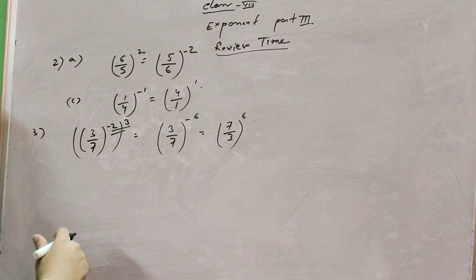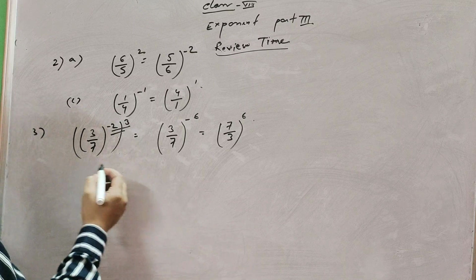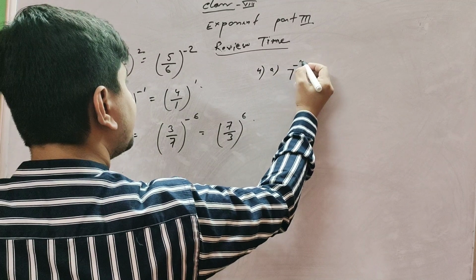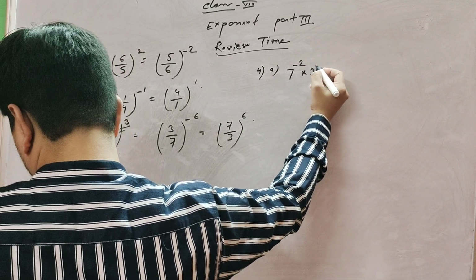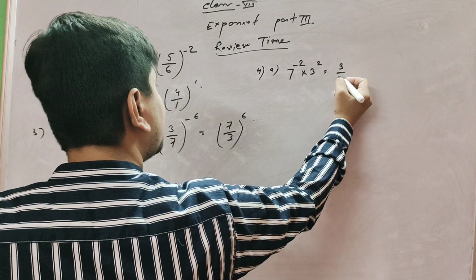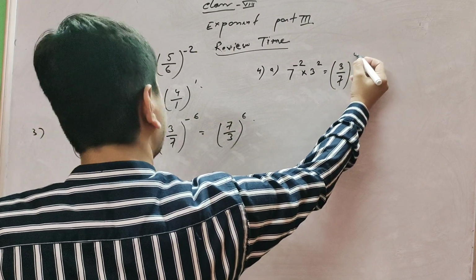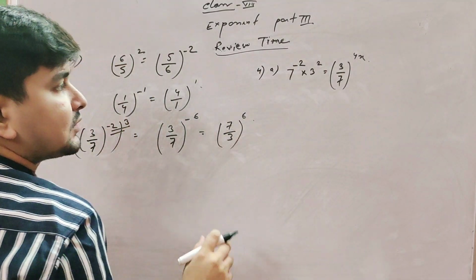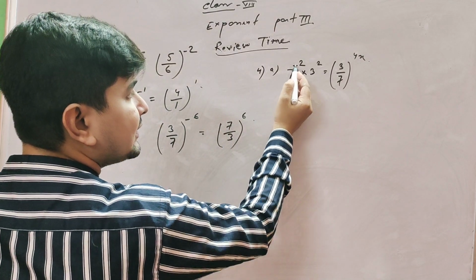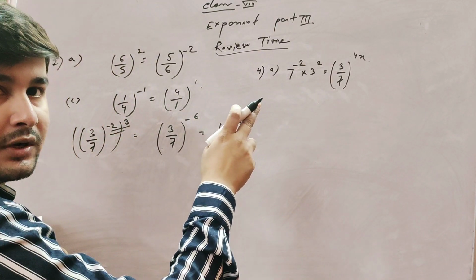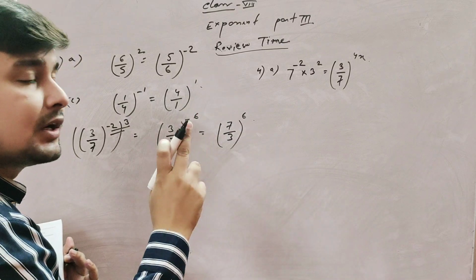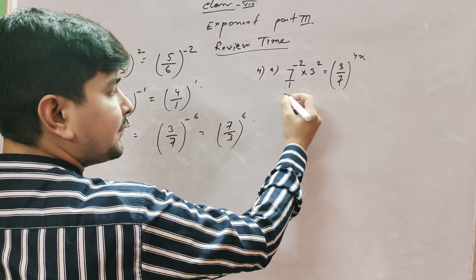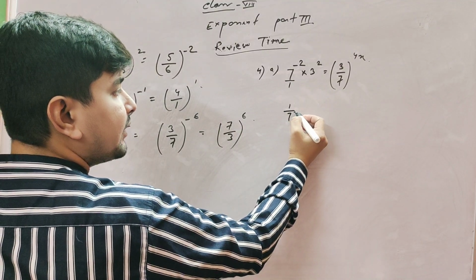Done? Okay. It's time for question number 4a. Given 7 to the power minus 2 into 3 to the power square equals to 3 upon 7 to the power 4x. Clear? Find the value of x. So we will see, first of all, here is 7 to the power minus 2. It is a negative exponent. First of all, you convert it to positive exponent. When you convert into positive exponent, that means what? It's getting reciprocated. So here nothing is written, that means 1. When it converts, it is 1 upon 7 square.